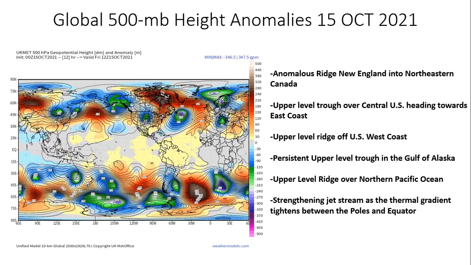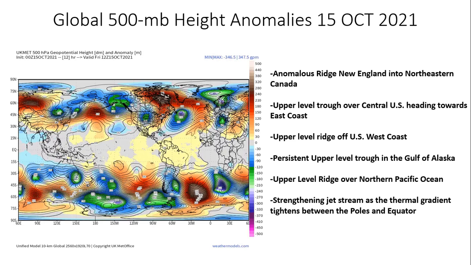So if I take a look at the graphic on the left, some of the major features I wanted to point out on tonight's video: there's an anomalous ridge from New England up into northeastern Canada, and it's extending pretty far north into the higher latitudes. This has been a pretty persistent feature over the last week. It initially started out over central Canada. It has now shifted over into northeastern Canada primarily.